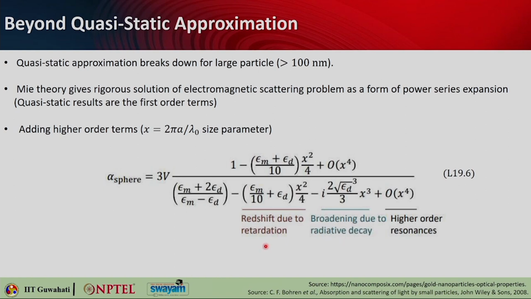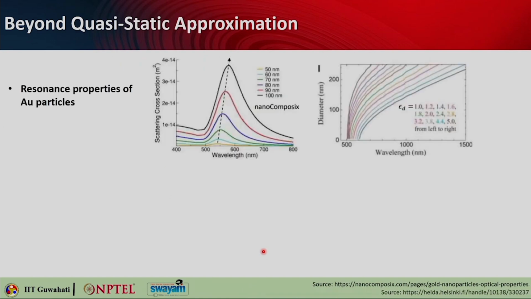There is also red shift due to retardation, because when the particle becomes large, the initial approximation that the electric field over the particle volume does not change significantly does not hold good. So, there will be a phase lag between the electron movement from one end to the other end of the particle, because the particle size is large. All these effects will be considered, and they will make your quasi-static theory more inaccurate when you try to go to larger particles.